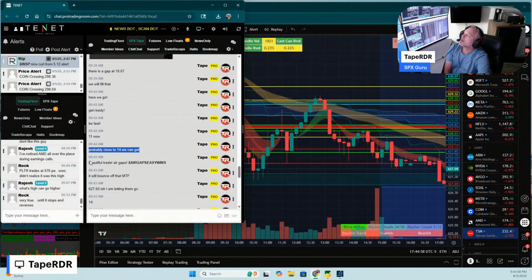All right, so I just tell them it's a beautiful trade. Air gaps are easy wins. They're A+ setups. I love trading them. It will bounce off that MTF. They always do. Unless there's a huge catalyst, they bounce. That's why those resistance and support zones are there, because they act as support and resistance. And when you hit a support, you're going to bounce. Like I said, it's like jumping on a trampoline. Naturally, you're going to bounce.